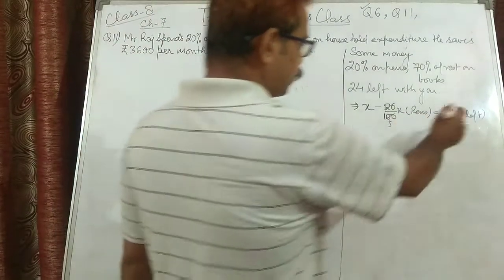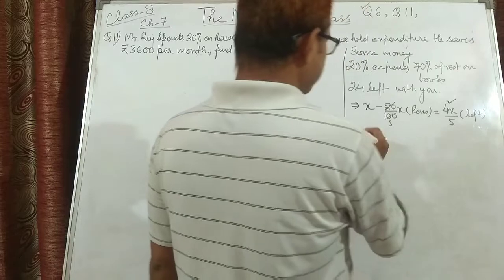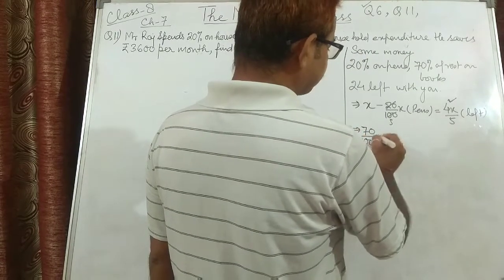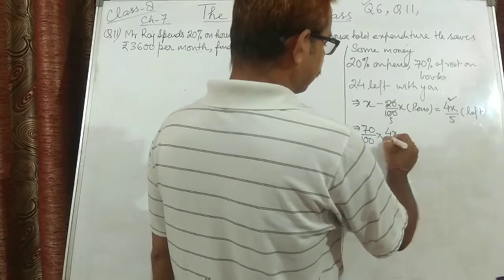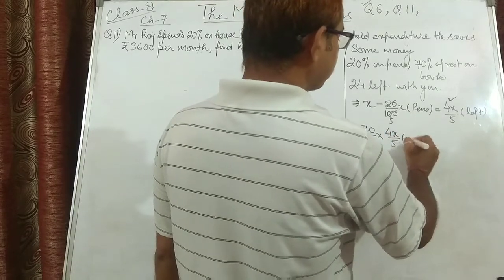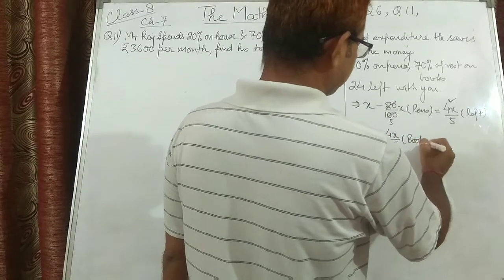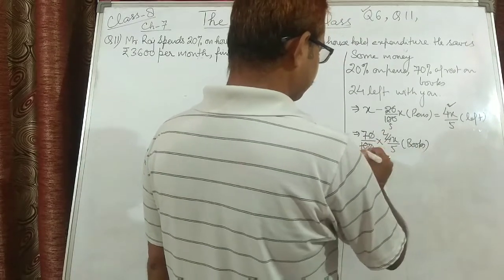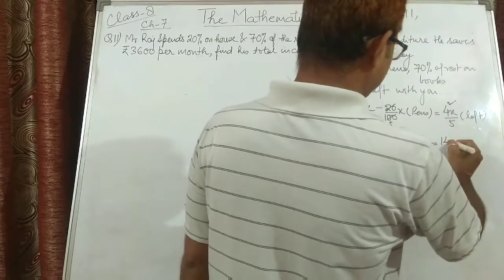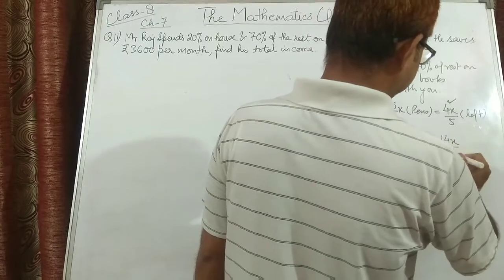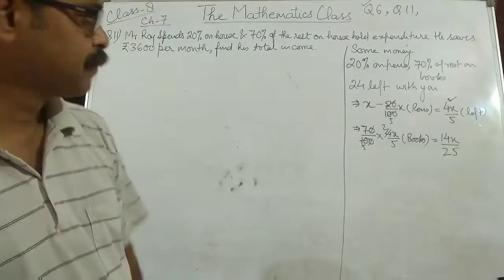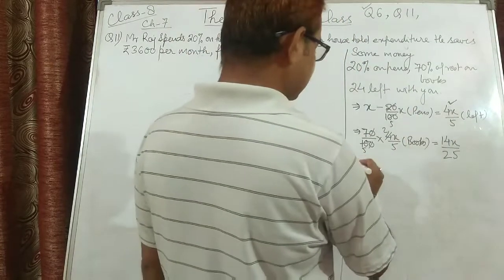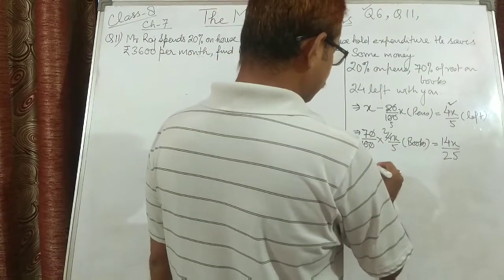Now out of this money left with you, you spend 70% of the left amount, that is 4x upon 5, on books. So that comes out to be how much? 0 and 0 cancel. 2 2s are 4, 2 5s are 10, 7 2s are 14x upon 25. This much you spent on books. And still you have, how much is left? Left is rupees 24.